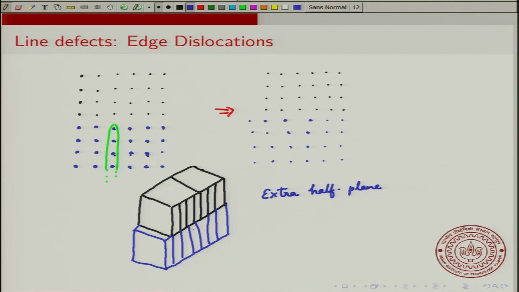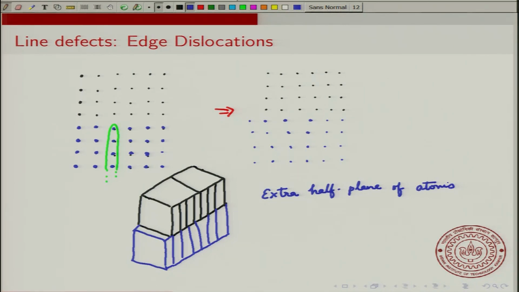because you are taking only half of these atoms, and really it's a whole plane of atoms that goes all the way inside. Okay, it goes all the way through the crystal. So here we are only seeing a cross section, but the plane of atoms goes all the way through the crystal. It's a half plane of atoms.